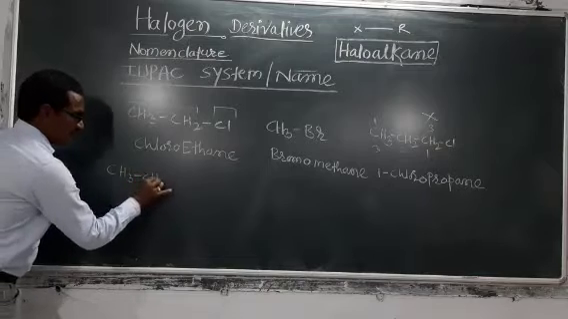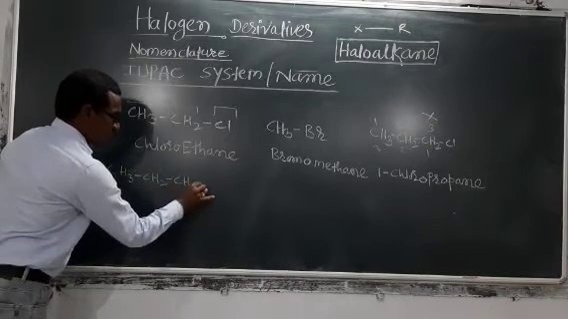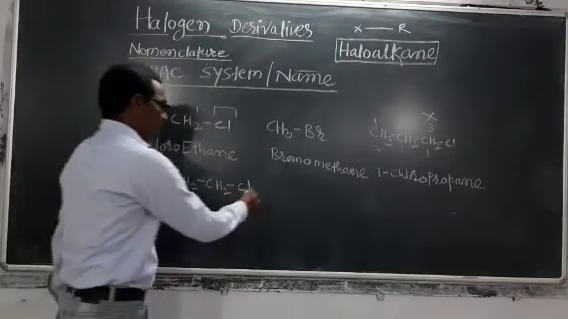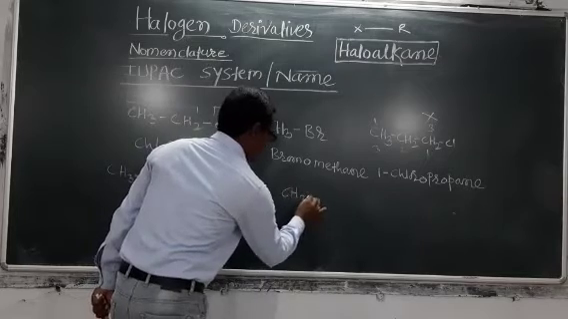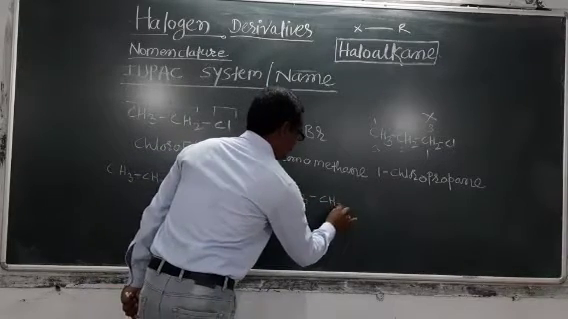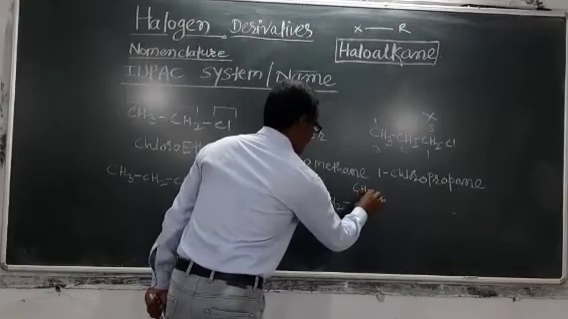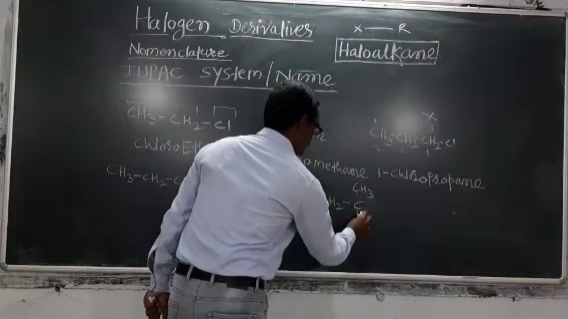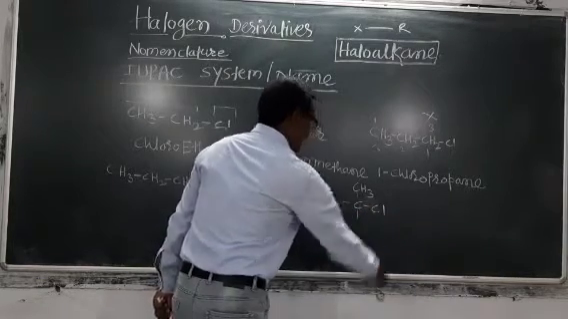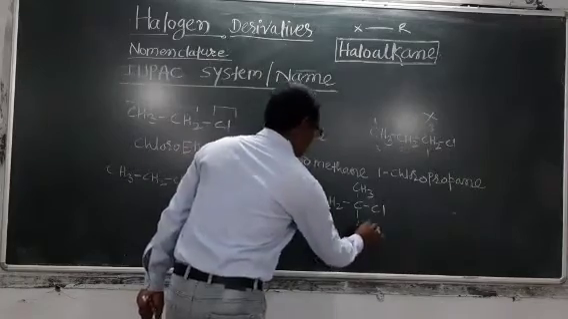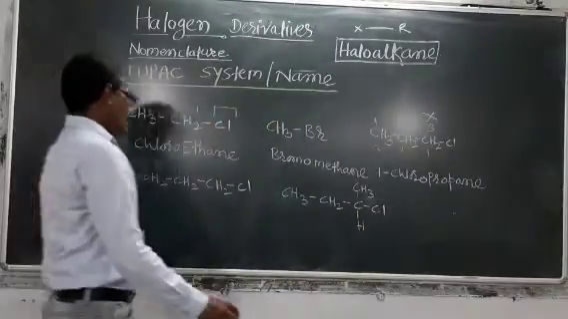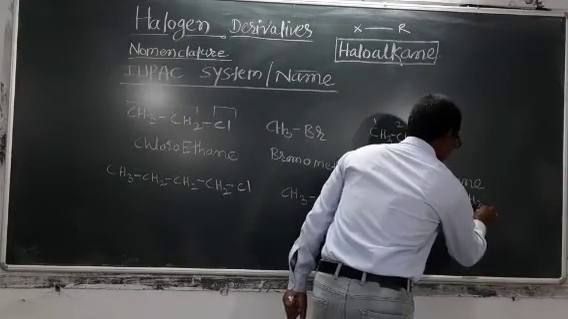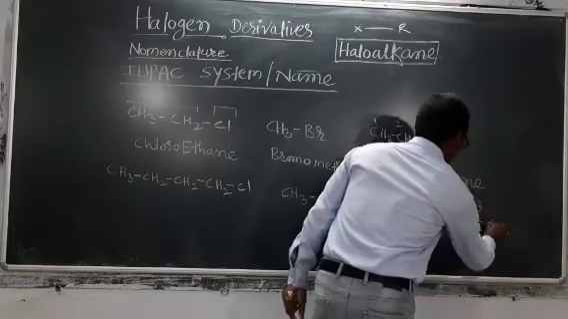CH3, CH2, CH2, CH2, Cl. The next example also has 4 carbon atoms, CH3, CH2, CH3, ClH. Now the last one is CH3, CH3, CH3, Cl.